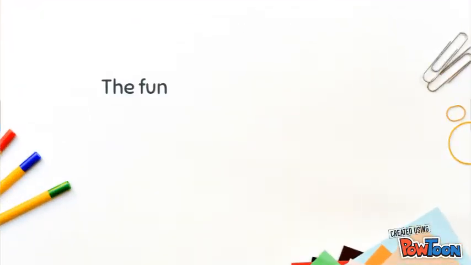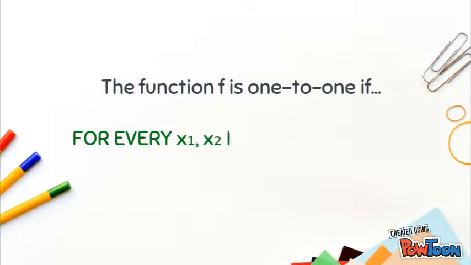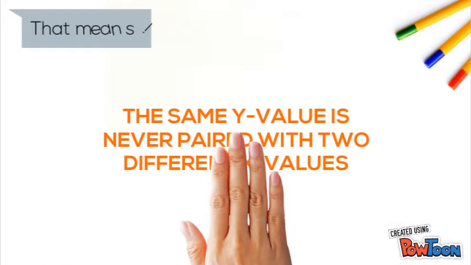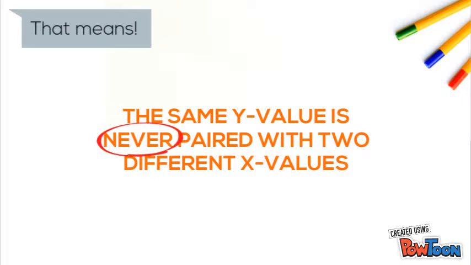The function f is one-to-one if for every x sub 1, x sub 2 in the domain of f, f of x sub 1 is not equal to f of x sub 2. That means the same y value is never paired with two different x values.